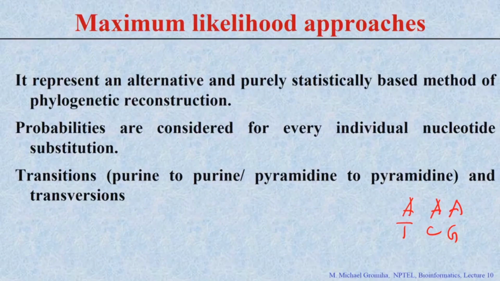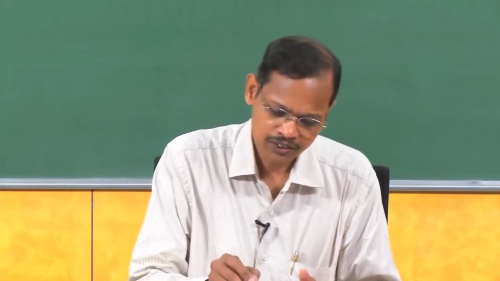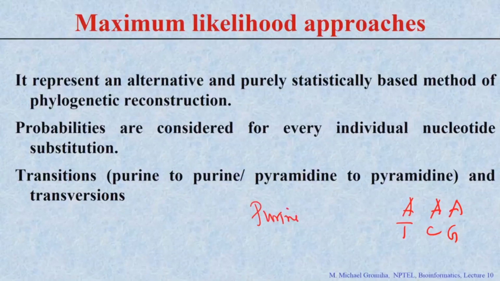In the maximum likelihood method, which is statistically based, they give weightage. For example, in the case of nucleotides, what weightage do they usually give? Purine to purine and pyrimidine to pyrimidine, they give some weightage, and these are transitions. What are transversions? Purine to pyrimidine or vice versa. In this case, we give more penalty. So in the maximum likelihood method, they give weightage to transitions and transversions.